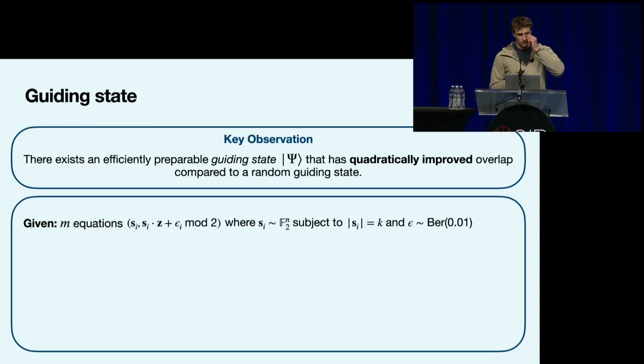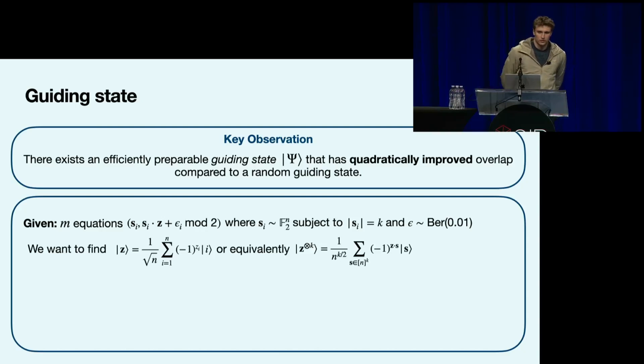So recall that we're given as input to our sparse LPN instance m noisy inner product samples, which is a combination of a k-sparse vector and some noisy inner product bit. Now, we want to find z, this planted key. And I've just written z here as a quantum state. It's an n-bit string, so I can write it as a superposition of n quantum states, where the phase encodes the ith bit.